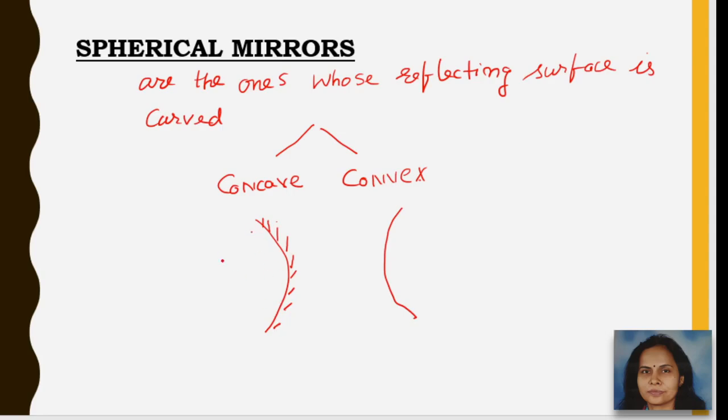Now the reflecting surface is curved inward. So this type of mirror is known as the concave mirror. In case of convex mirror, the reflecting surface is curved outward. So this is the reflecting surface and I am putting the dashes on the non-reflecting surface. Now you can see the reflecting surface is outward.